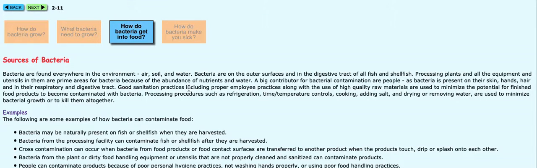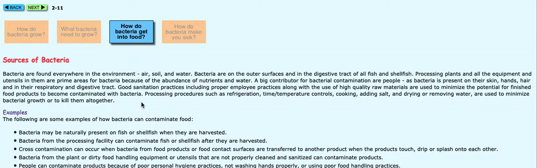Good sanitation practices, including proper employee practices along with the use of high-quality raw materials, are used to minimize the potential for finished food products to become contaminated with bacteria. Processing procedures such as refrigeration, time or temperature controls, cooking, adding salt, and drying or removing water are used to minimize bacterial growth or to kill them altogether.